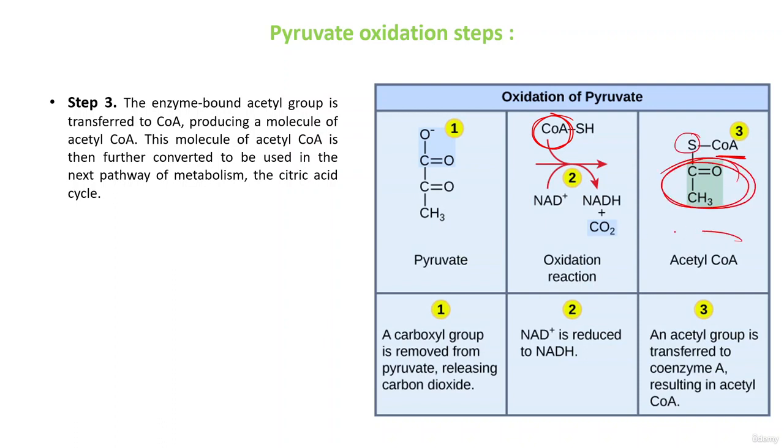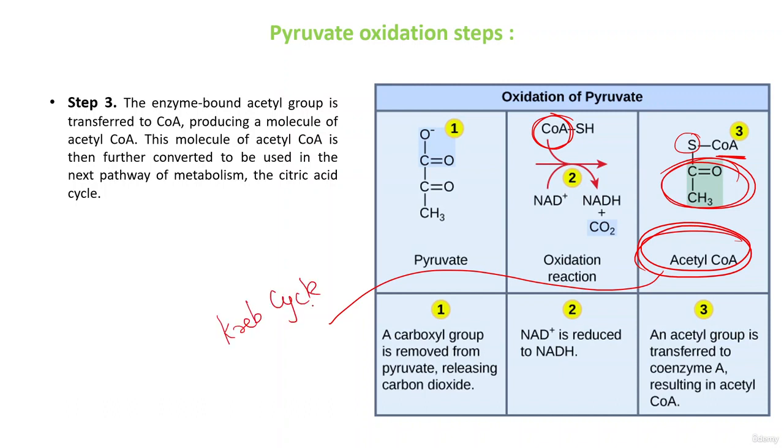And now this whole acetyl CoA will be used in the next pathway, the citric acid cycle or Krebs cycle. So the acetyl group is transferred to coenzyme A, resulting in the formation of acetyl CoA, which will be further used in the next pathway of metabolism, the Krebs cycle.